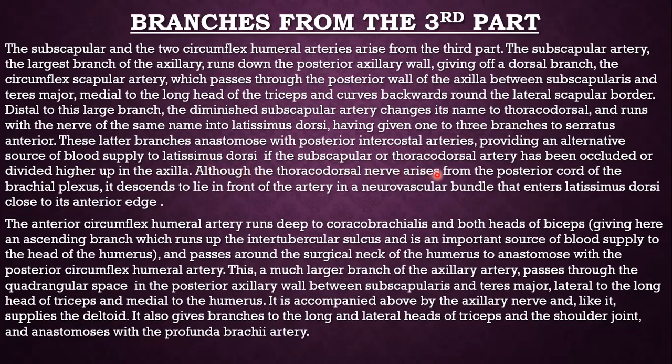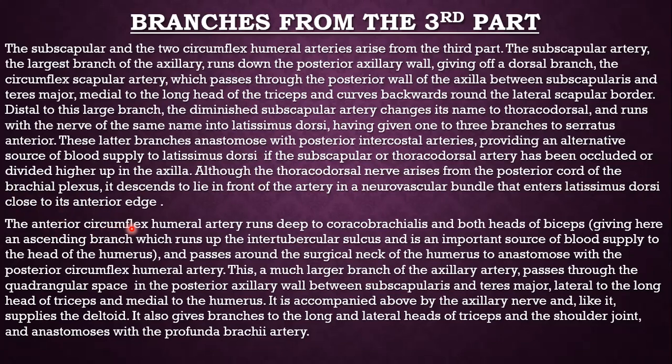Now, although the thoracodorsal nerve arises from the posterior cord of the brachial plexus, it usually descends in front of the artery in the neurovascular bundle that enters the latissimus dorsi close to its anterior edge. Please understand that. It does not lie posterior to the thoracodorsal artery, it lies anterior.